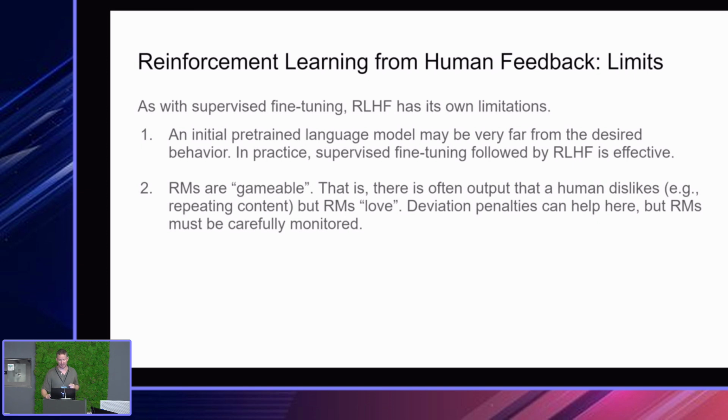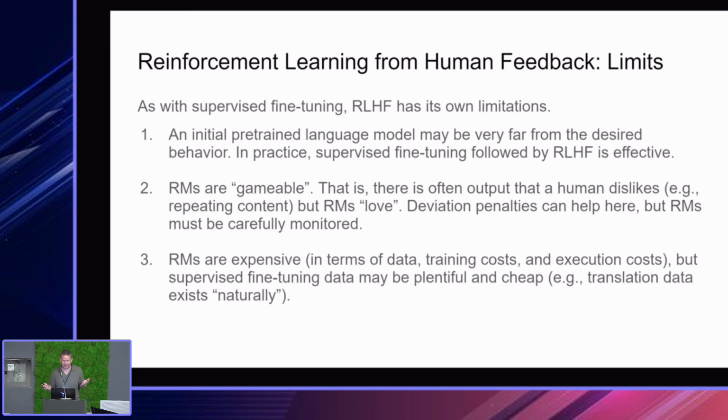Second, a really critical thing is that reward models are gameable. There's no perfect reward model. What this means is there's often an output that a human dislikes. One common example we see is that you just start repeating content over and over again. It turns out that reward models often really like this. It's very unnatural, and it seems like it would be easy for the model to detect, but sometimes they just give a high score to this. Deviation penalties can help here, but basically you've got to keep an eye on things. Just because you're getting a good held-out reward score doesn't mean that you haven't gotten into this conspiracy where the reward model says, if you just repeat a bunch of content, I'm going to give you a good score, and the learner says, okay, I'll do that, and you don't want that.